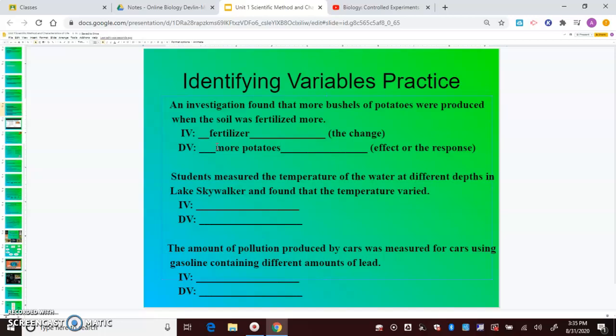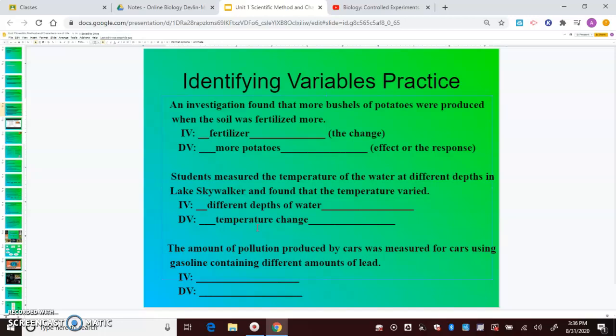Students measured the temperature of the water at different depths in Lake Skywalker and found that the temperatures varied. Okay, so what is the experimenter, what do they have control over? Well, they have control over the different depths because we can't control the temperature of the water. So the independent variable would be the different depths of water. And then the effect on moving to the different depths would be what you're measuring, which is the temperature. So temperature change. Okay, the next one.